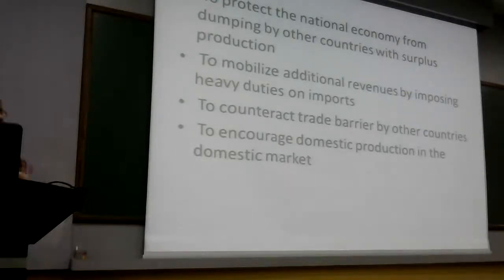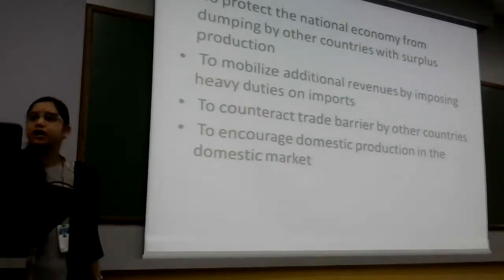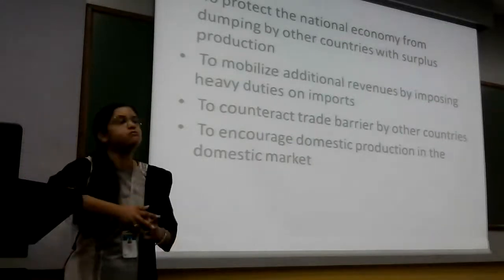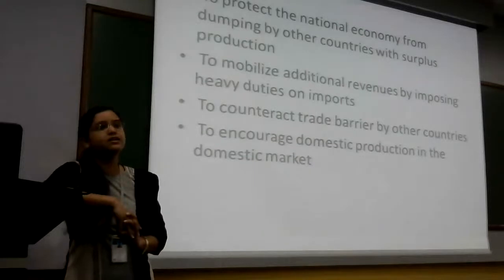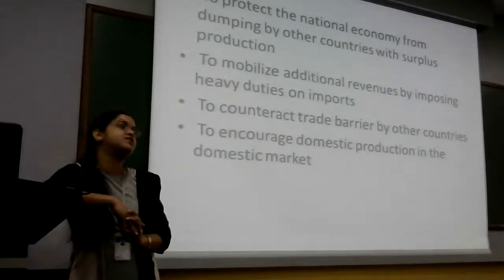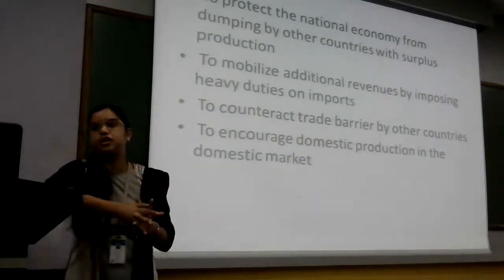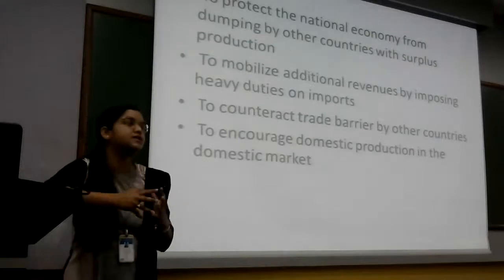Counteracting trade barriers by other countries: this is nothing but, okay, XYZ did this, so I'll do something much better than that. Some other country has imposed some kind of trade barrier which maybe India doesn't like.